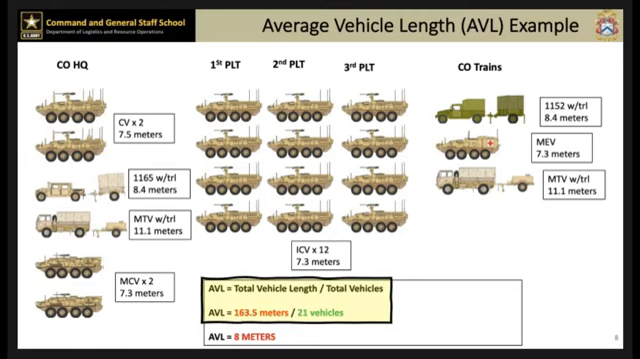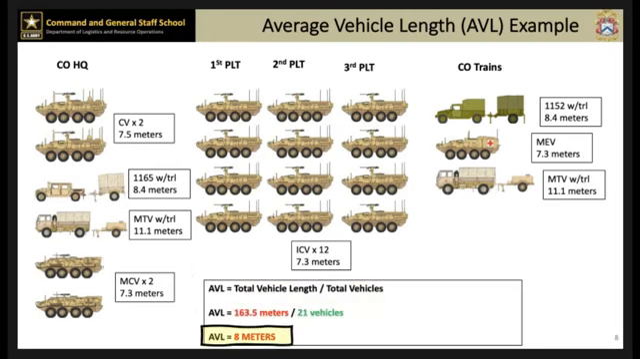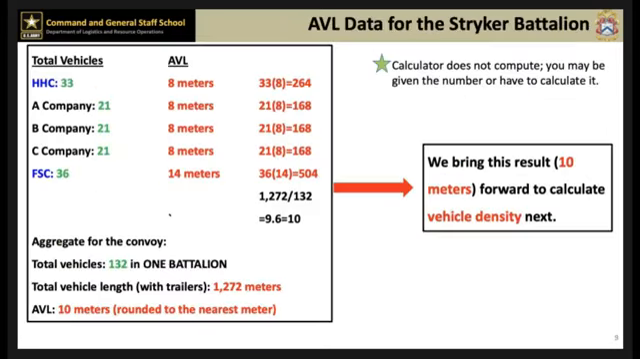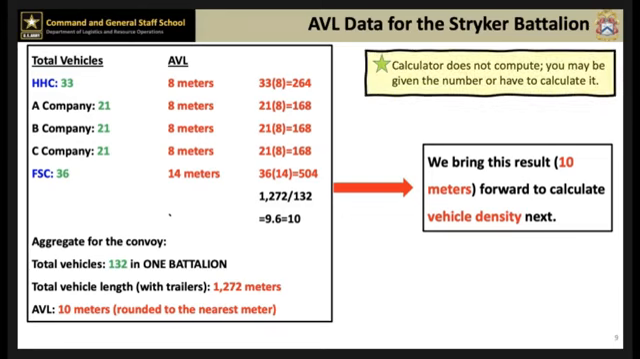To calculate average vehicle length, we need to find the total vehicle length and divide it by the total number of vehicles. In this case, our AVL works out to roughly 8 meters. Okay, so we need to compute the AVL on a spreadsheet or a sheet of paper. Neither of the movement calculators provided will do this for you.